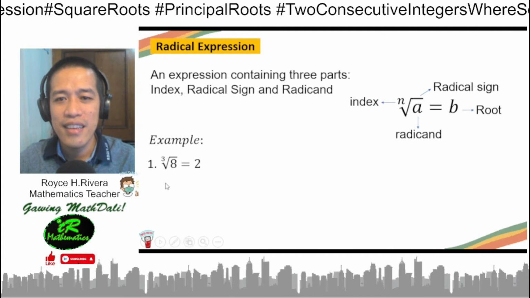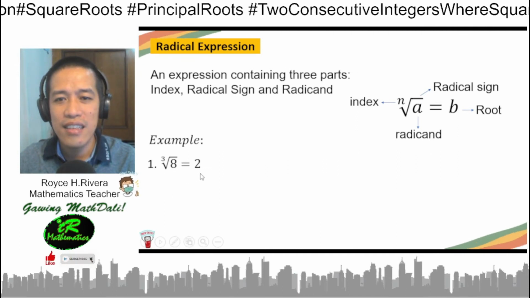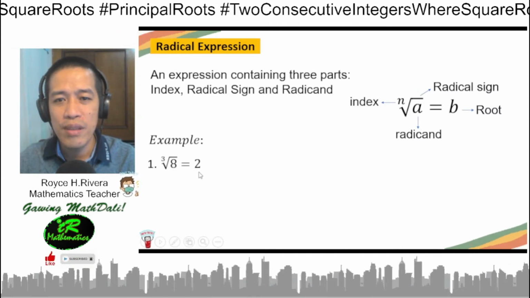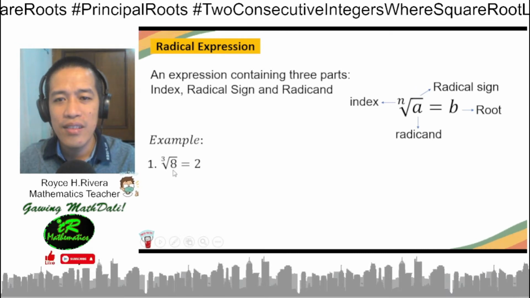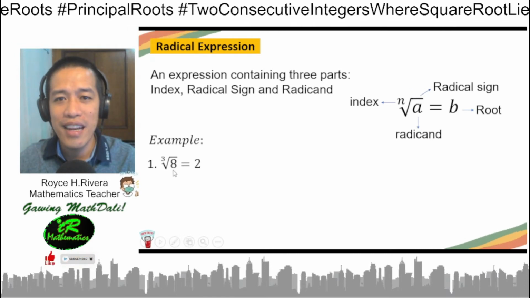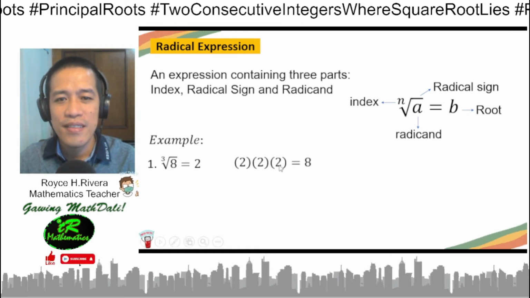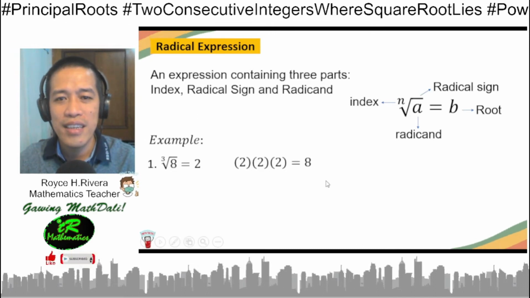Number 1, the cube root of 8. And that is equal to 2. So 2 will be multiplied by itself 3 times to obtain the radicand 8. 2 times 2 times 2 equals 8.